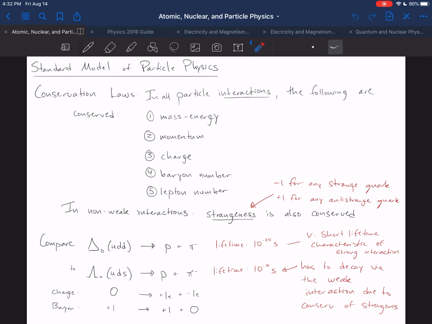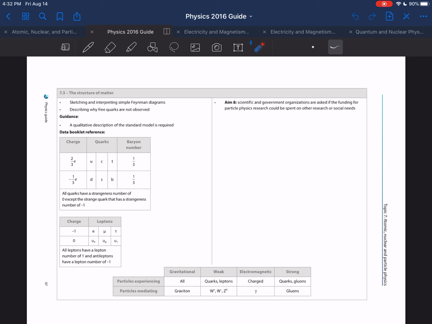Note that in the data booklet, you are given much of this information, including that particular fact. So all quarks have a strangeness number of 0, except the strange quark, which has a strangeness number of -1. Add that to the fact that all antiparticles have opposite quantum numbers, and that fact is literally in the data booklet, should you forget it. You'll note that the rest of the standard model, organized a little idiosyncratically, is also in your data booklet. So this whole chunk is in the data booklet.